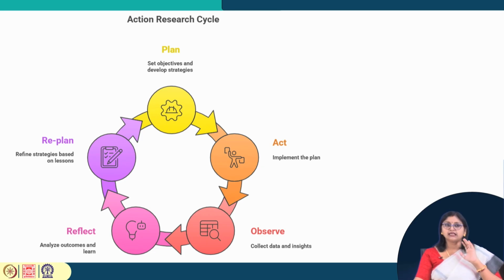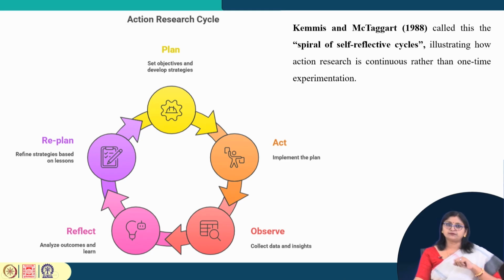The planning is like identifying the problem, writing the objectives and developing the strategy, then acting upon it, meaning implementing the plan for data collection, for observation, for feedback. Whatever they have found comes to the observing stage, where the collected data will be analyzed and they will reflect on the analyzed outcomes and learn. And according to the findings, they will go for refining strategies based on their findings. That comes under the replan.